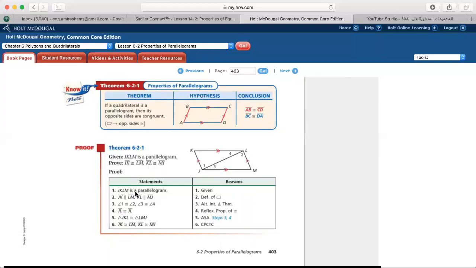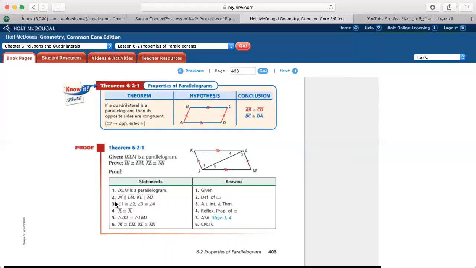The first statement, JKLM is a parallelogram. Why? Reason number 1, because it is given. Number 2, JK is parallel to LM and KL is parallel to MJ. Why? Because it is the definition of a parallelogram. Since it is given that it is a parallelogram, I know that the 2 opposite sides are parallel.